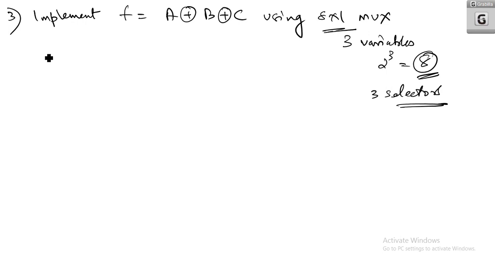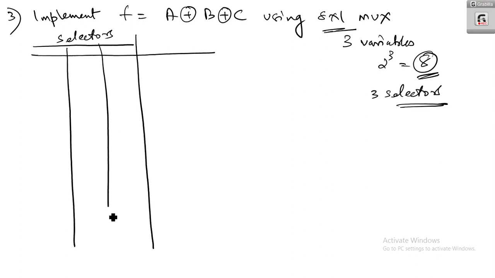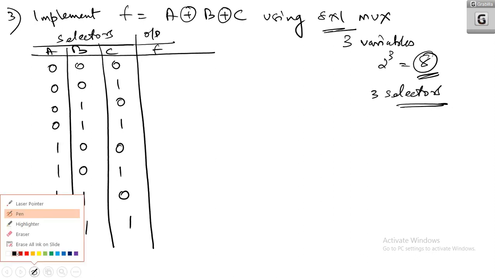So you can draw the truth table directly. Selectors are A, B, C, and the output is F. The inputs are 0, 0, 1, 1, 0, 0, 1, 1 and 0, 1, 0, 1, 0, 1, 0, 1. Now what is F? That is the question.